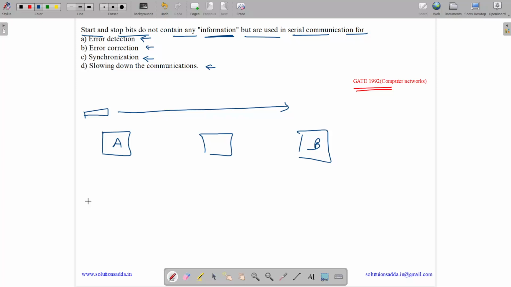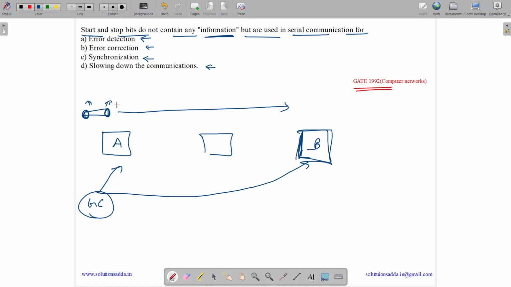We do not use a global clock because it might be possible that the clock time at A is different from the clock time at B. Thus, in order to maintain synchronization, and to know which is the starting of a frame and which is the ending of the frame, we will use the start of frame and end of frame delimiters. They are basically the patterns or bits which tell that here the frame is starting and till here the frame is going on. So we use start and stop bits to know where the start and end of the frame are, and for synchronization purposes. So the answer is option C.